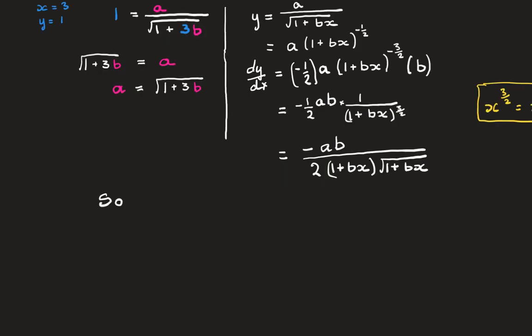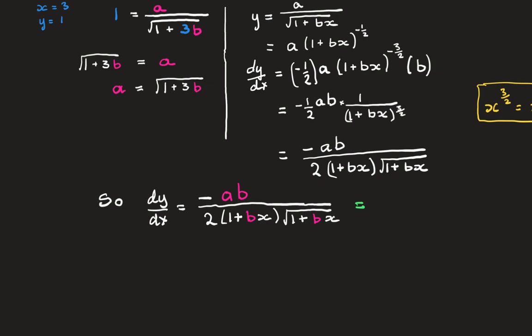So if I rewrite this again with a's and b's, I still have the constants a and b, but I know that my gradient is supposed to be -1/8. Also, I know that I have x is equal to 3. So wherever I've got x, I'm going to change it to 3.